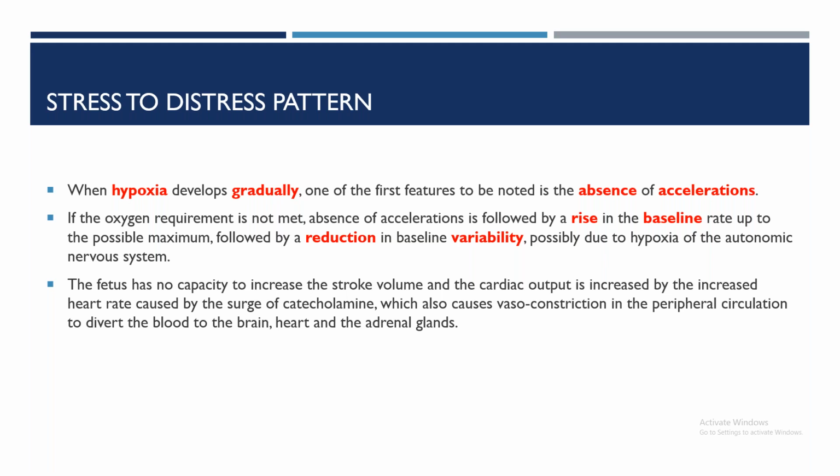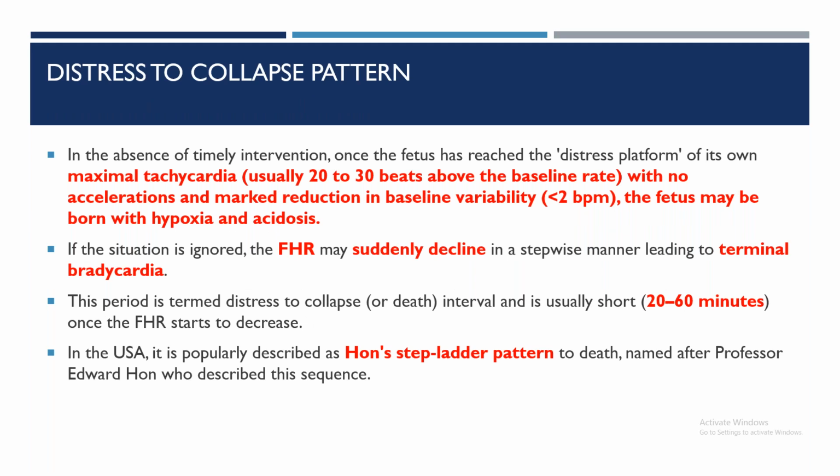Further hypoxia and further vasoconstriction will cause hypoxia of the autonomic nervous system, which will give rise to reduction in the variability. So first occurs presence of deceleration. It occurs in stress pattern. Then stress to distress means here there will be gradual change in the baseline heart rate along with reduction in variability. And the next thing which happens is, when there is no timely intervention and the fetus can't compensate further, then it has reached the distress platform.